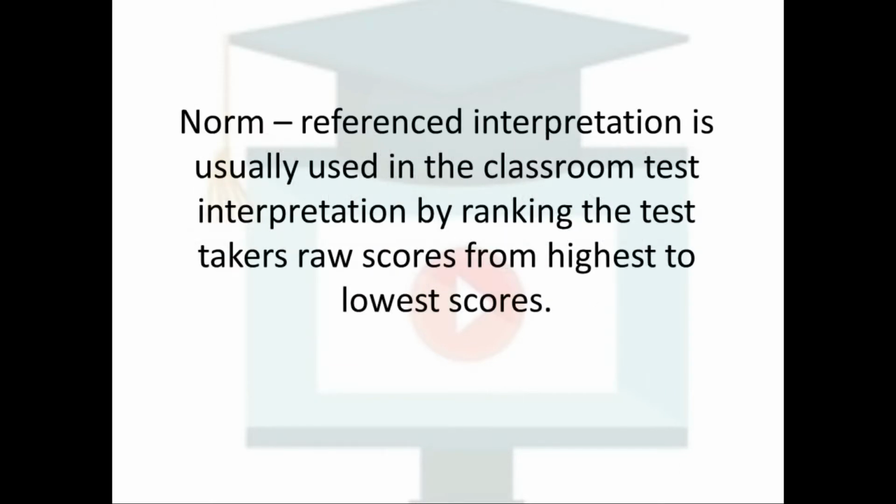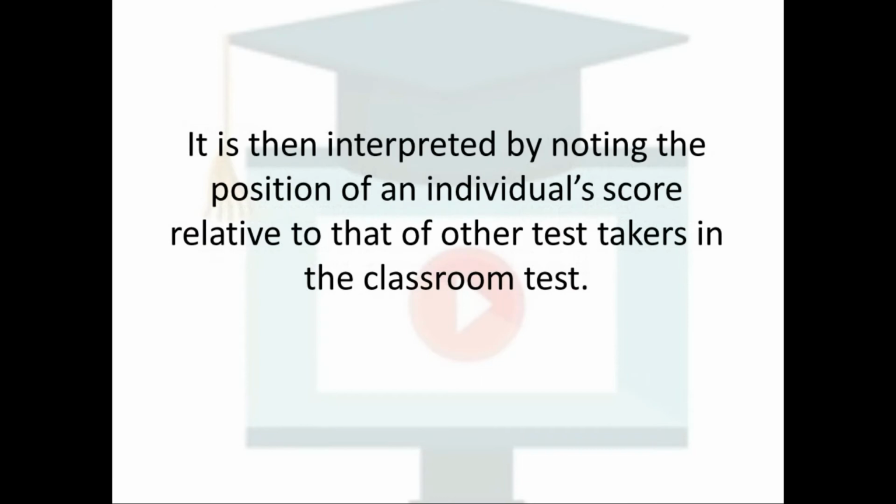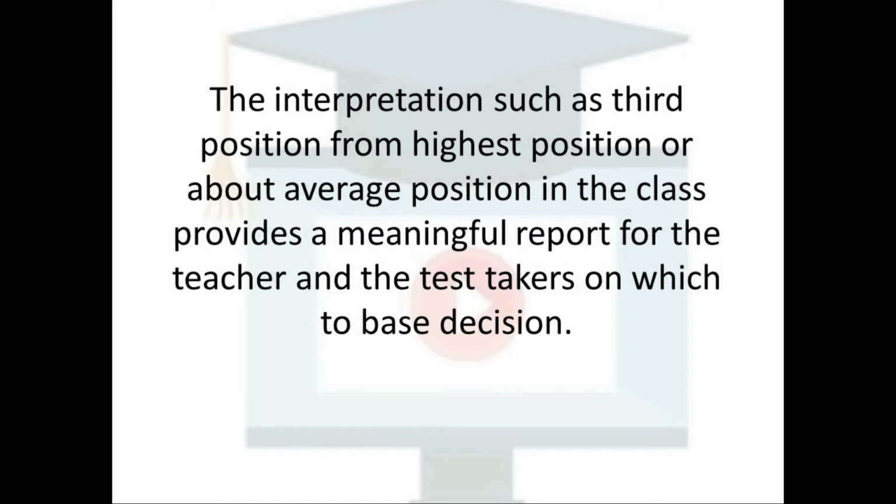Norm-referenced interpretation is usually used in the classroom test interpretation by ranking the test takers' raw scores from highest to lowest scores. It is then interpreted by noting the position of an individual's score relative to that of other test takers in the classroom test. The interpretation, such as third position from highest position, or about average position in the class, provides a meaningful report for the teacher and the test takers on which to base decision.